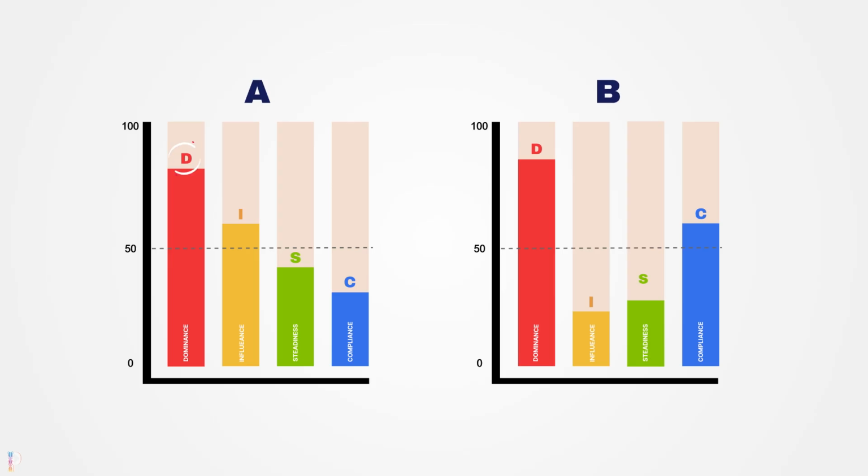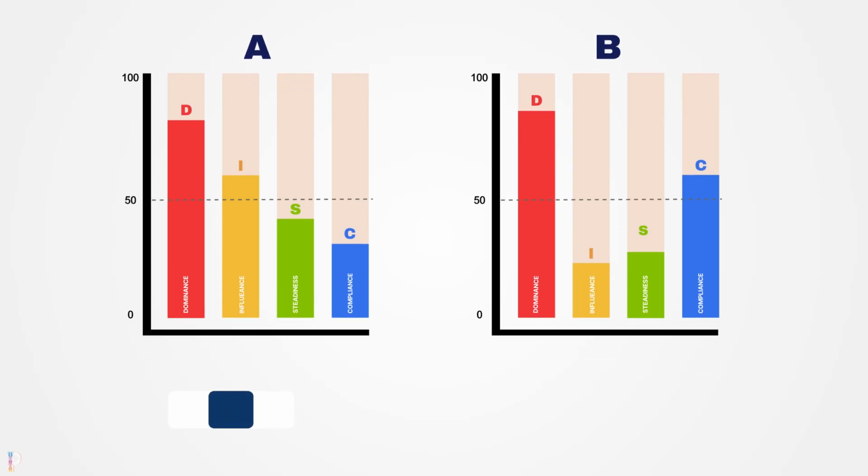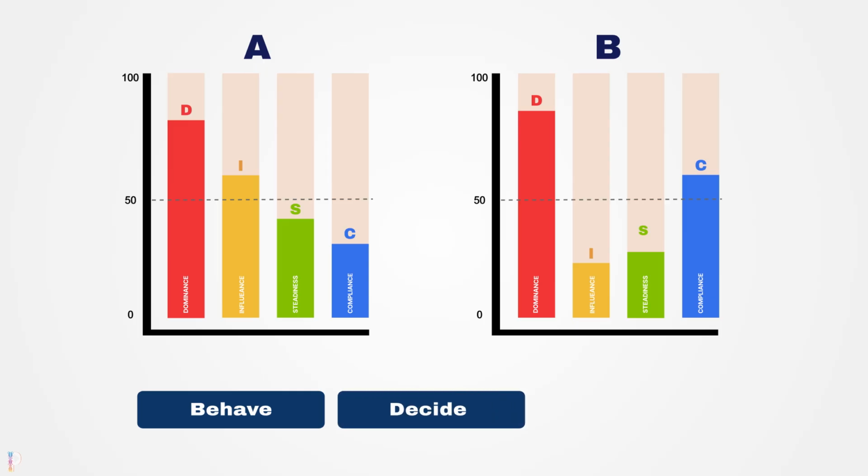You might have noticed this in your own work. Some people are high D and high I. Others are high D with very low I and high C. On paper, both include D. However, in reality, they behave differently, decide differently, and are motivated differently.